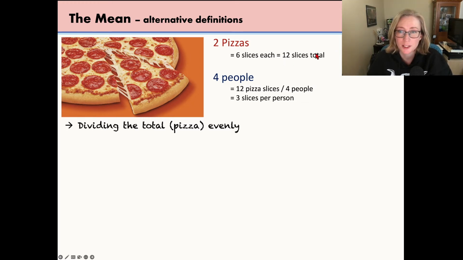This is going to be your sigma x. What is the sum of all my x values? It's going to be 12 pizza x's. What is our n? What is our population? 4 people. So 12, sigma x, divided by n, you end up with 3 slices per person. You're trying to divide something evenly between all of the people in your population. That is one way to look at it, a more practical way of looking at it.